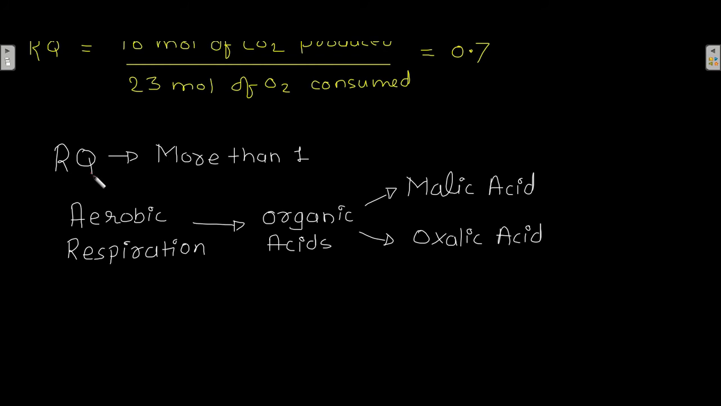Now the respiratory quotient is more than 1 in case of aerobic respiration of organic acids such as malic acid and oxalic acid. When these are subjected to aerobic respiration, then in this condition the respiratory quotient is more than 1.